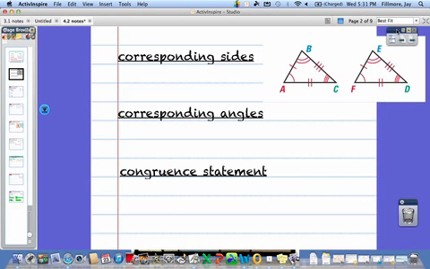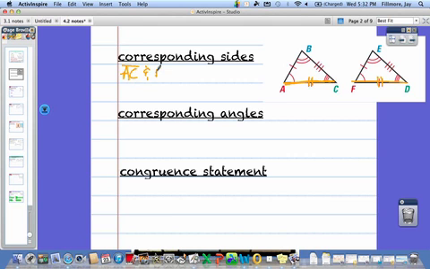Starting with corresponding sides. Can anyone identify what a pair of corresponding sides might be for these two triangles? Nope, we're looking at both pairs of triangles. No, we're looking at sides. Elise? AC and FD. AC and FD, right. So this bottom side with two tick marks is corresponding to this bottom side with two tick marks. So AC and FD. That's one pair of sides.